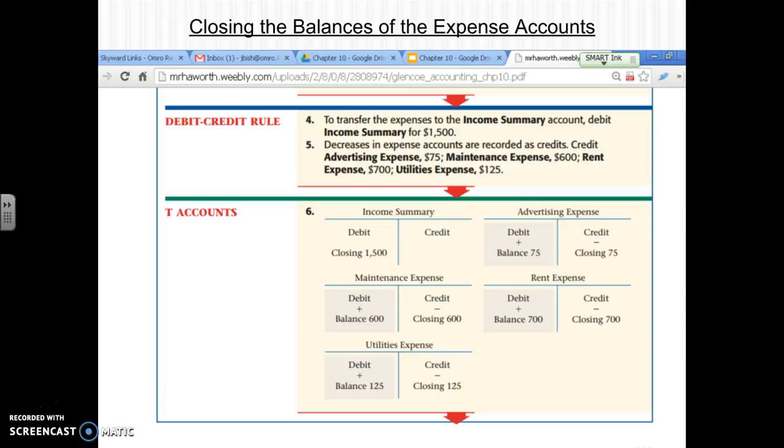Now, closing the balances of the expense accounts is a little bit different. It's just the opposite. For this one, we want to make all of our debit account balances, which are the expenses, zero. So therefore, we will debit income summary and we will credit all of our expenses for their balances. So credit advertising expense for 75, credit rent expense for 700, credit maintenance expense for 600, and credit utilities expense for 125.